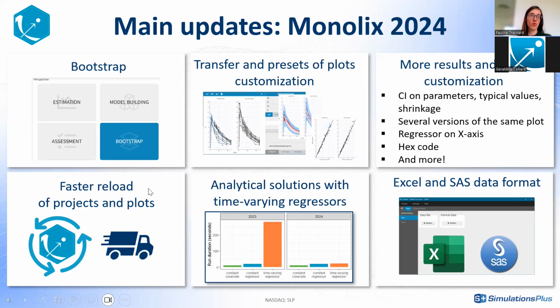We have also improved the performance of Monolix, which is now much faster to reload projects and plots, and this makes it now possible to enable the automatic creation of plots when reloading a project. Performance for projects with time-varying regressors has also been hugely improved when an analytical solution is available for the predictions, as this analytical solution is now used in a piecewise manner, while it was not used before.